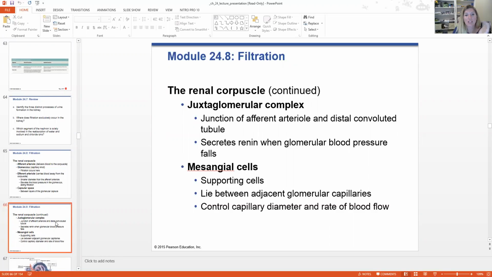There is something called a JG complex or juxtaglomerular complex.